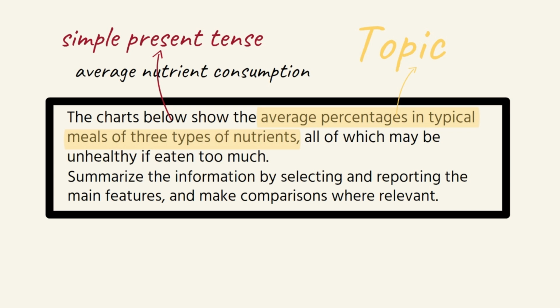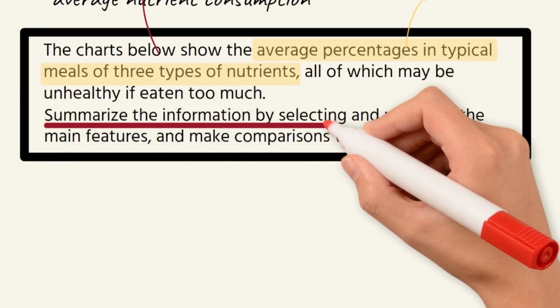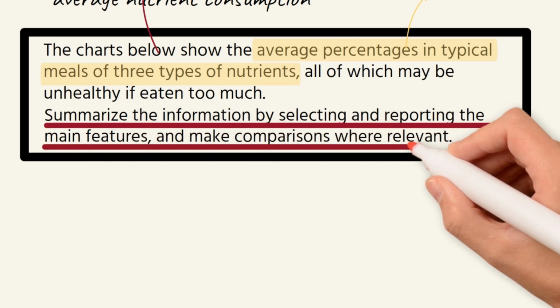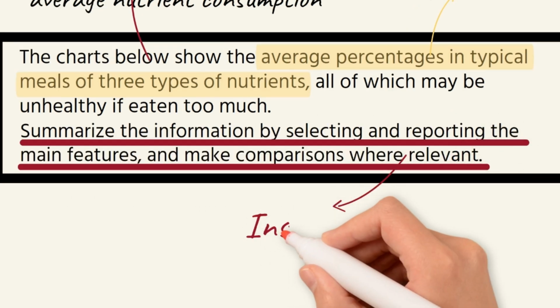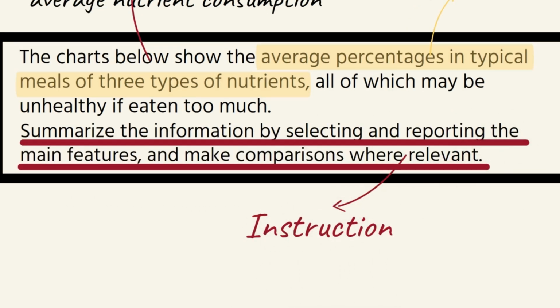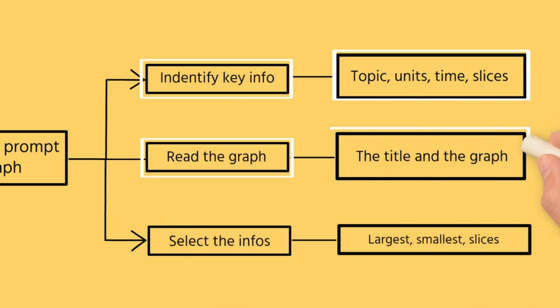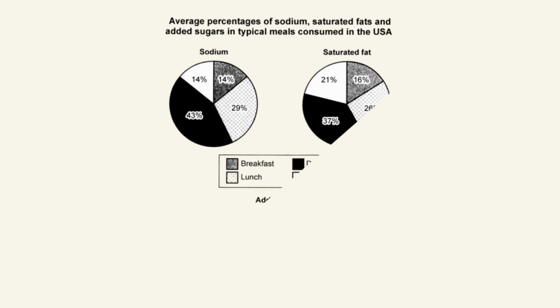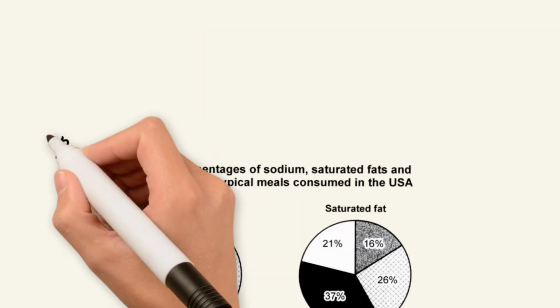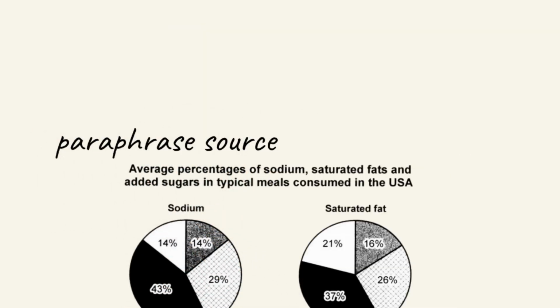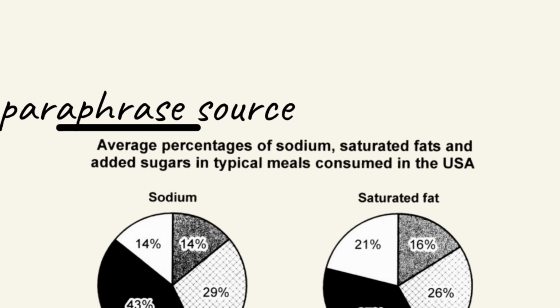Next, consider the instructions. As always, our 2 main goals here are select and compare. First, select the important information. Second, make accurate comparisons. Now let's read the graph. Start by examining the title of the graph. Always remember, the title is an excellent resource for paraphrasing in your introduction.